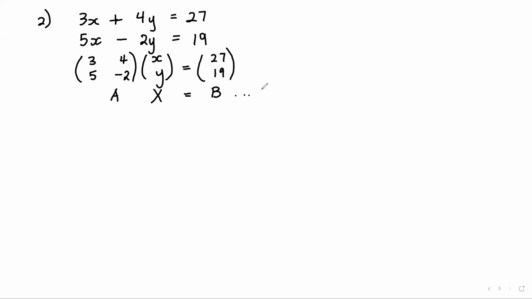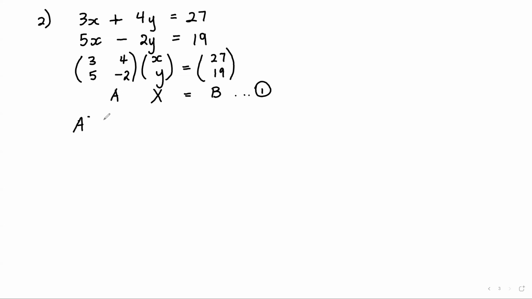Let's just call this equation 1, to be able to follow through it properly. Once you get your matrix equation in this form, you multiply throughout by A inverse. So first, in order to multiply throughout by A inverse, we need to know what A inverse is.